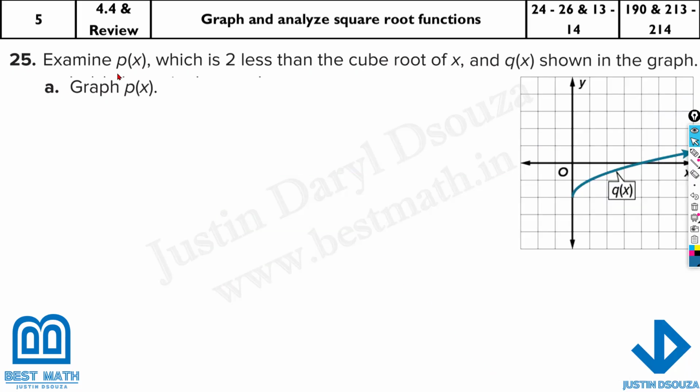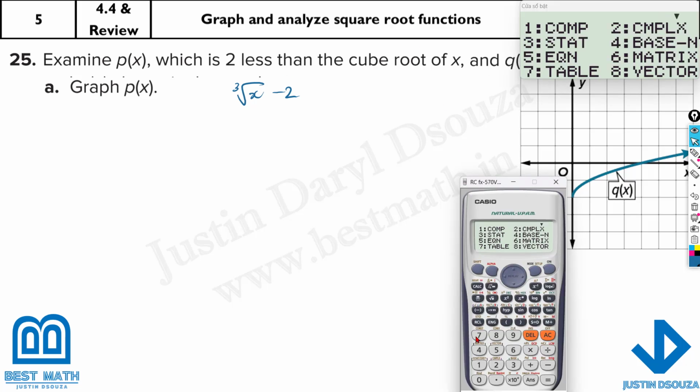Here we can see that we examine p of x. That's the function which is 2 less than the cube root of x. See, cube root of x, 2 less than this. Less than the cube root of x, so cube root of x minus 2, because it's 2 less, right? This is the given function. So what is the difference here? You have to write the function by yourself. And now we know how to graph.